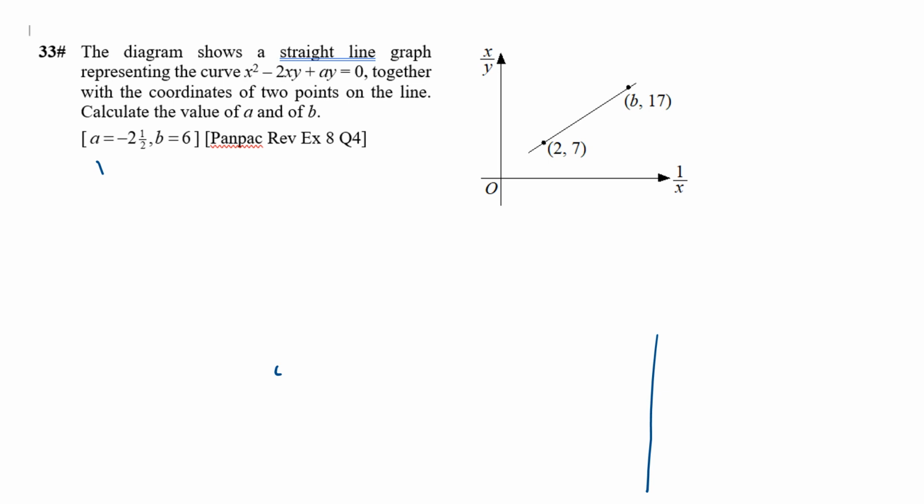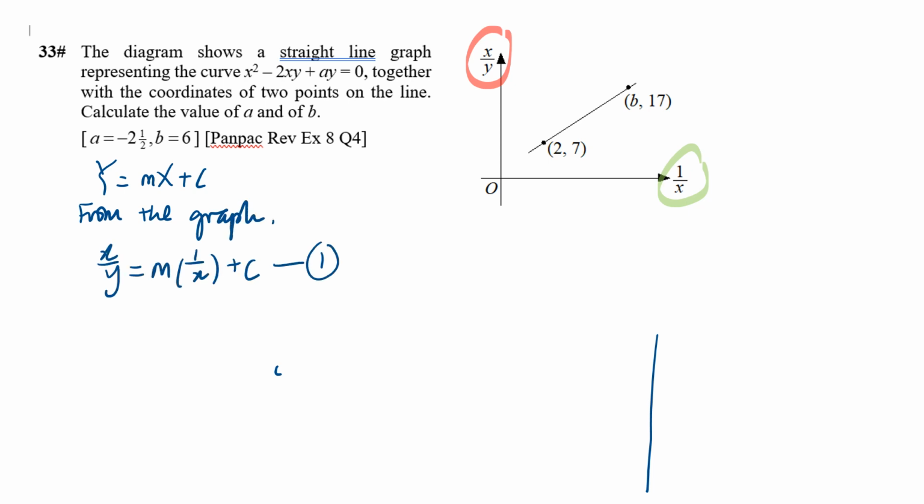Right, these questions involve the concepts of linear law. So let's start off by writing down the general form of a linear line, which is y equals mx plus c. Okay, capital Y, capital X. If you look at the diagram, on the y-axis it's x over y, and on the x-axis it's 1 over x. So if you substitute all this data into your y equals mx plus c, this is what you'll get.